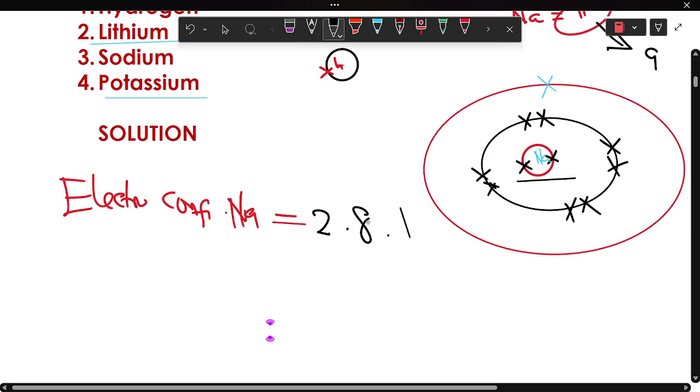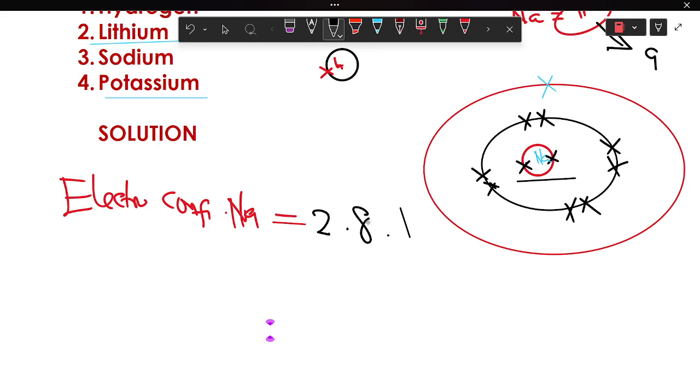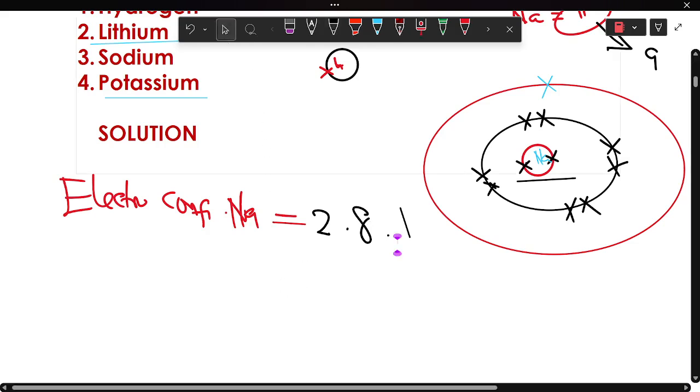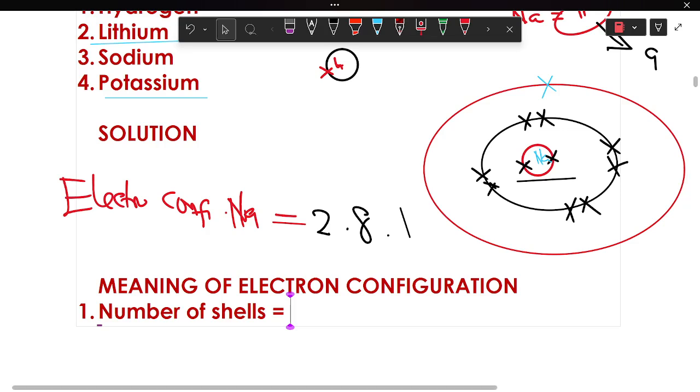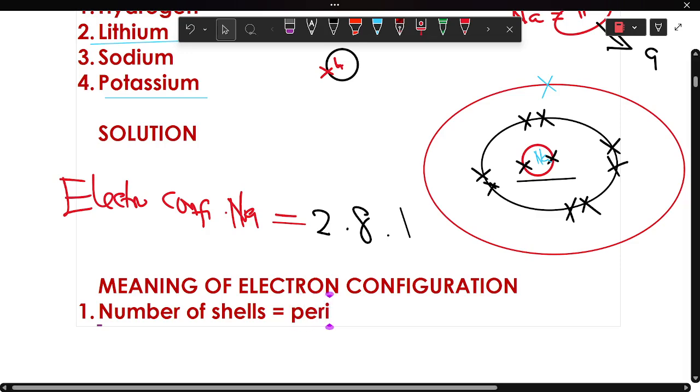So let's discuss the meaning. The number of shells of an element, right, the number of shells is equal to the period number. Okay.